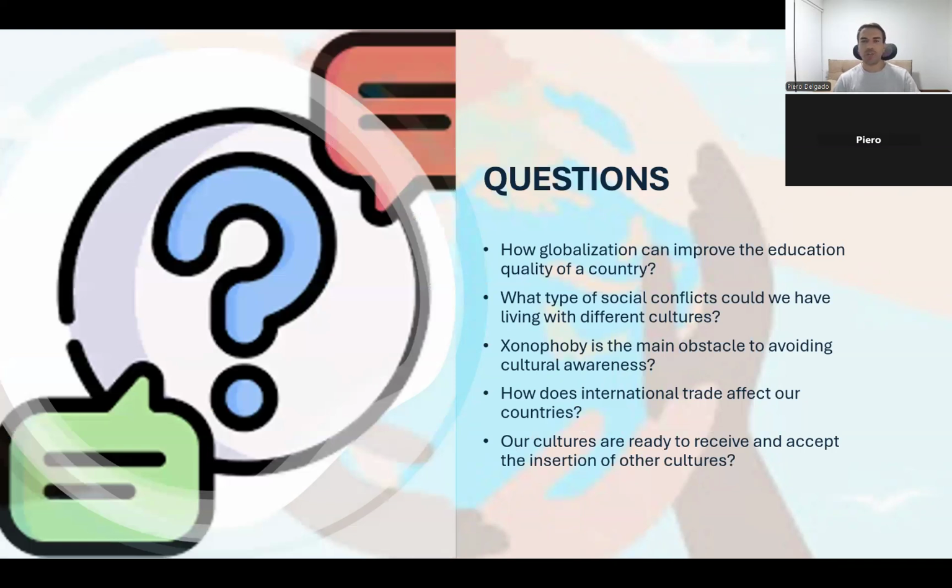Then we have some important questions about the work. How can globalization improve the education quality of a country? What type of social conflicts could we have living with different cultures? Is xenophobia the main obstacle to avoiding cultural awareness? How does international trade affect our countries? Is our culture ready to receive and accept the insertion of other cultures?